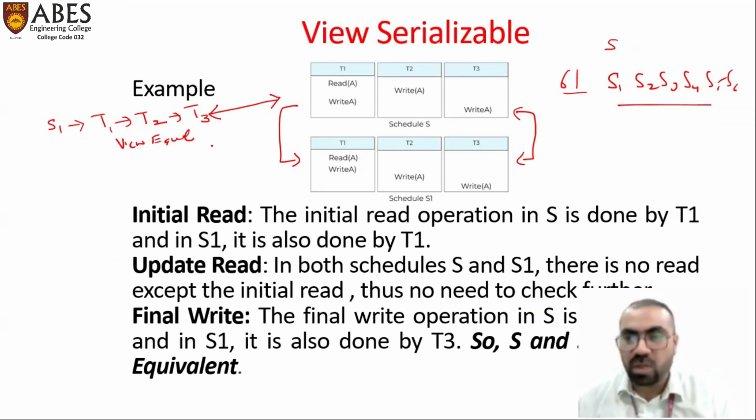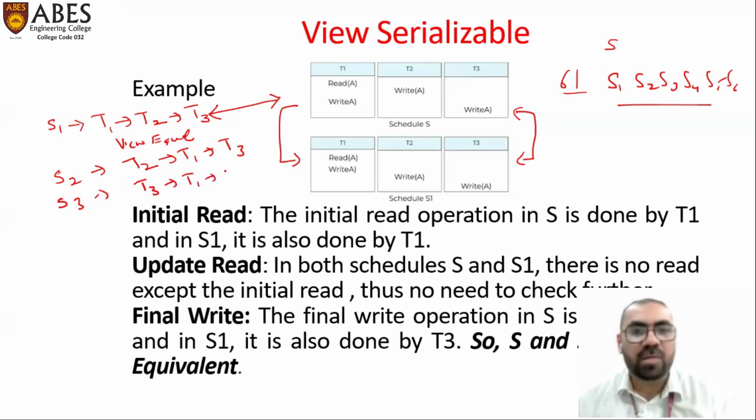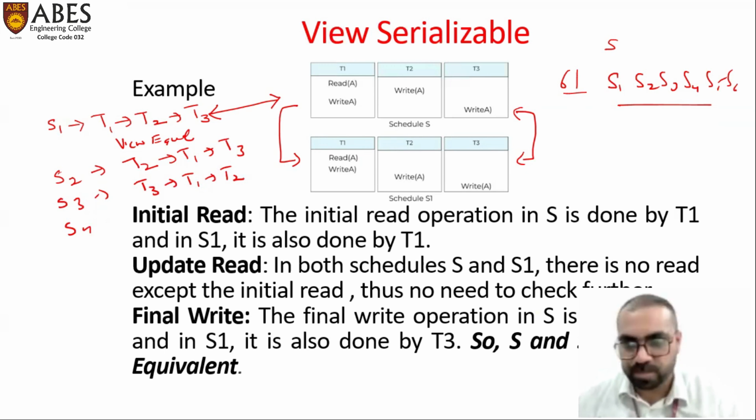If it is view equivalent, it's okay. Else what we have to do is make S2. Now S2 says T2 executes first, then T1, then T3. This we assume. Then S3 would be T3, then T1, then T2. And similarly, we have to check all of them one by one.